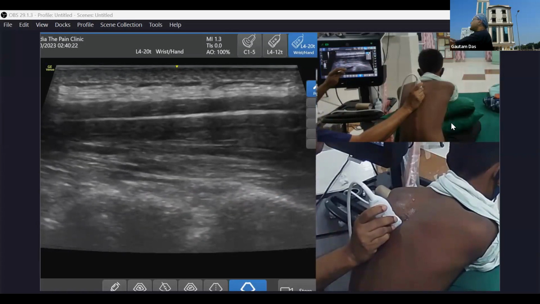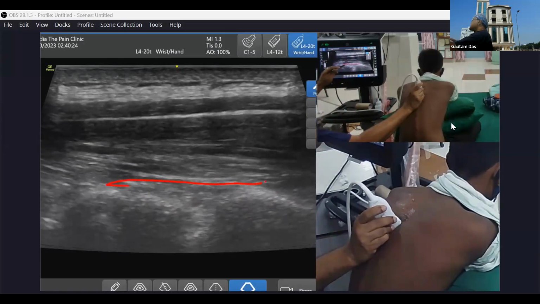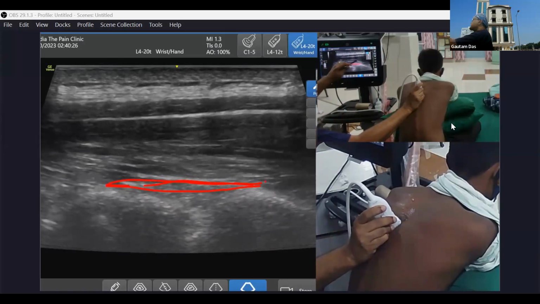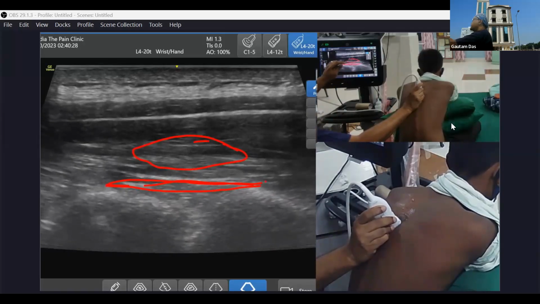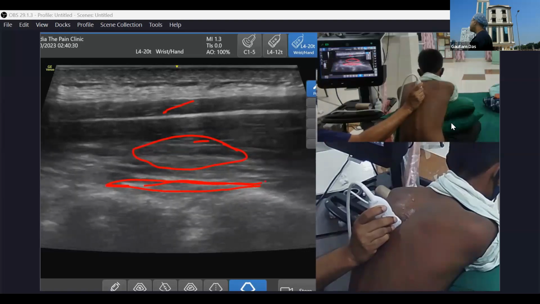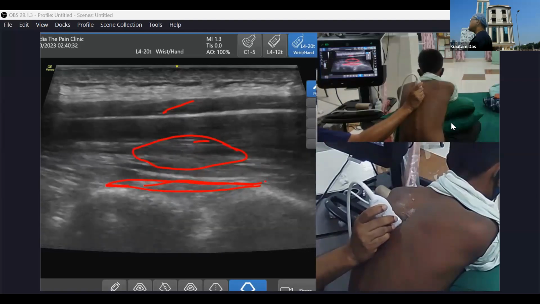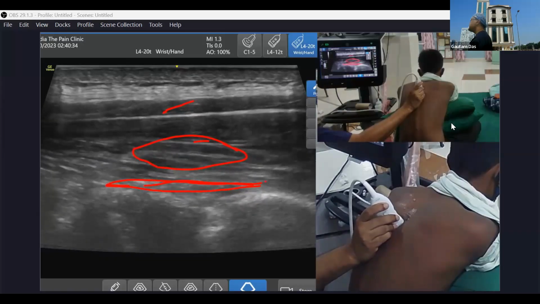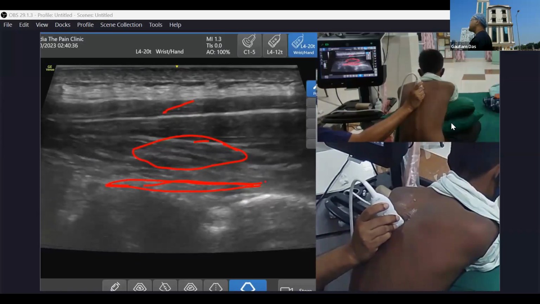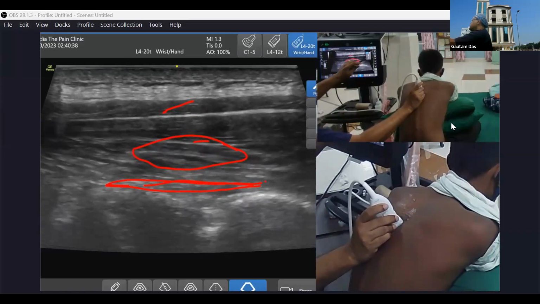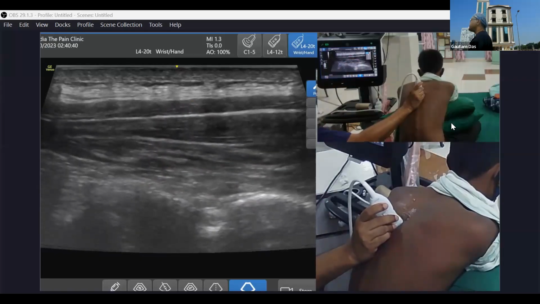And just above the interlaminar space, this is your multifidus muscle. Above that is your spinalis muscle. Above that are two more muscles. One is your trapezius, a very thin layer, and below the trapezius we have the rhomboid muscle. The rhomboid muscle also gets attached there to the spinous process.